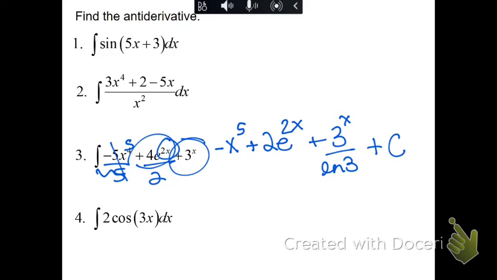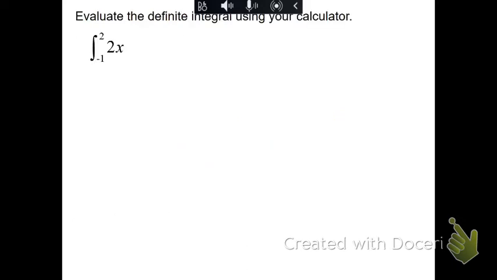The integral of cosine is sine, positive. So this is 2 sine of 3x divided by 3. So that's just a little quiz. By the way, this is the majority of what your actual quiz is going to look like. All right? So now moving on.